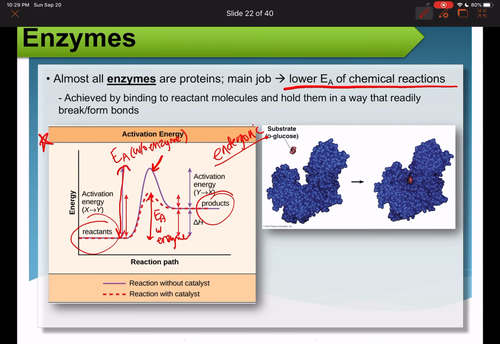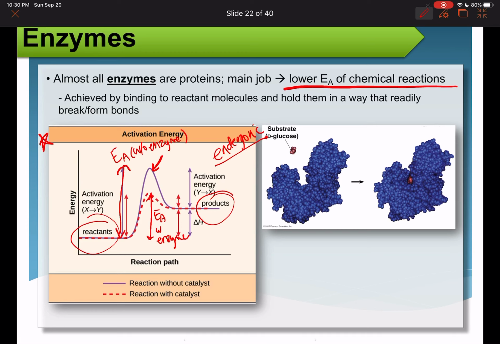Now, remember we said that heat absorbed from the surrounding is required to contort the reactants a certain way in order for them to break or form bonds between them. Well, if we can have something that can assist in the contortion instead of relying solely on the heat absorbed from the surrounding, then we can make the reaction happen a lot faster. And that's what enzymes are doing.